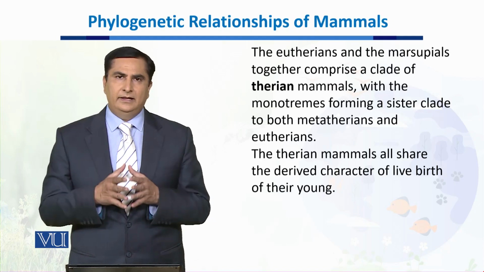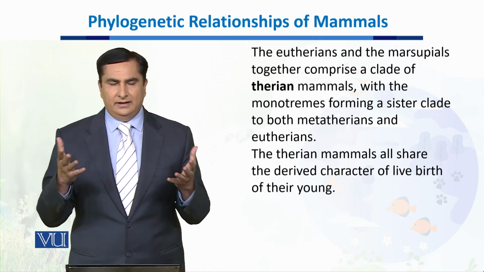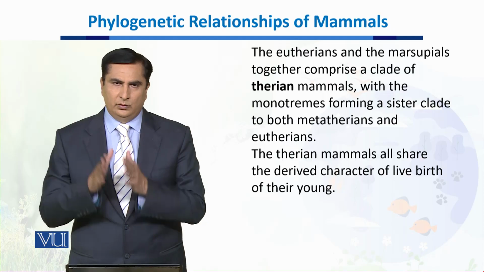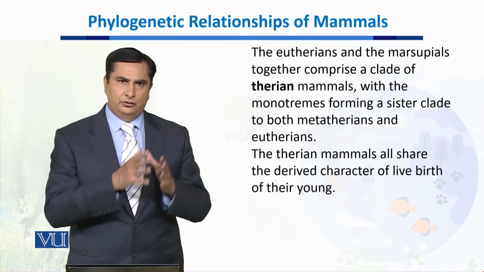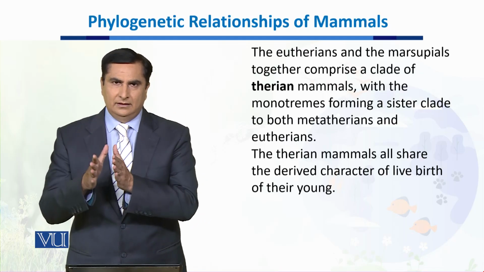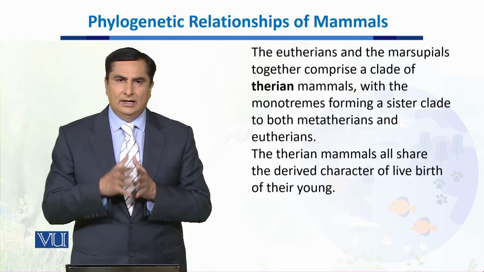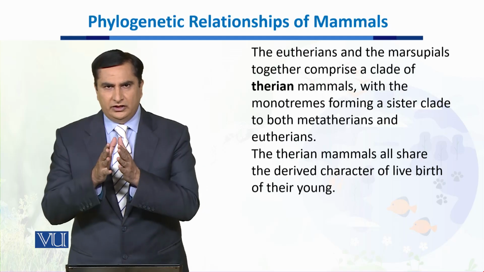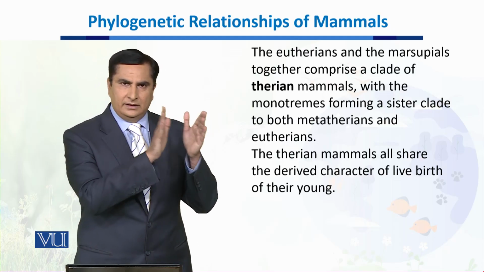Now, these therian mammals all share the derived character of live birth of their young ones, while monotremes lay eggs. Although they are mammals, they are earlier mammals, which differentiates them as a distant species.